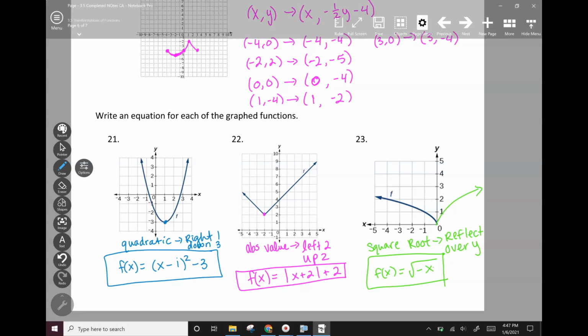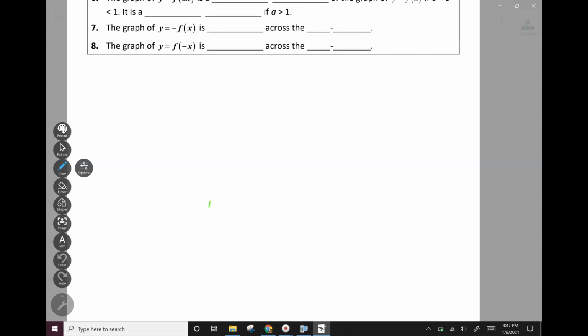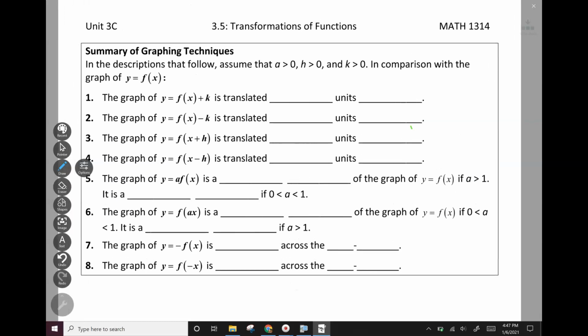All right, the next page is really just a summary of everything we've done over the last few days. So I'll fill that in, and then if you want to copy it down, you can.